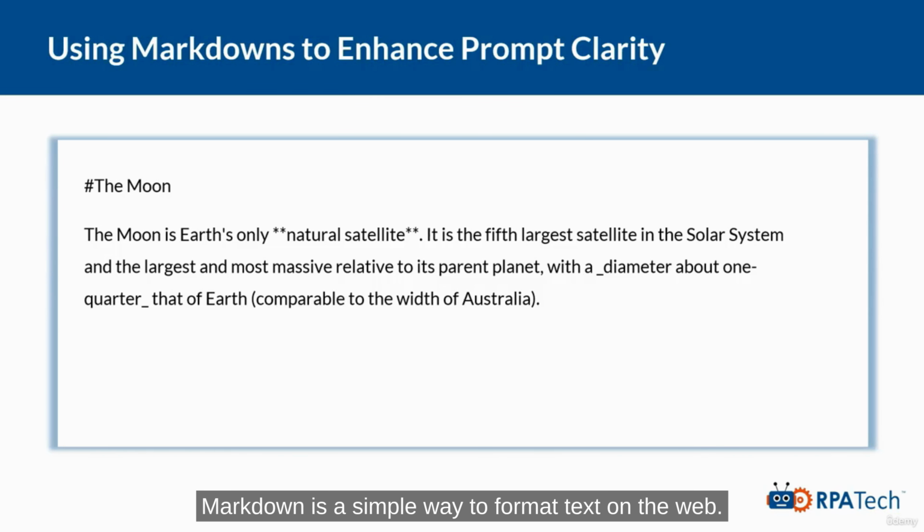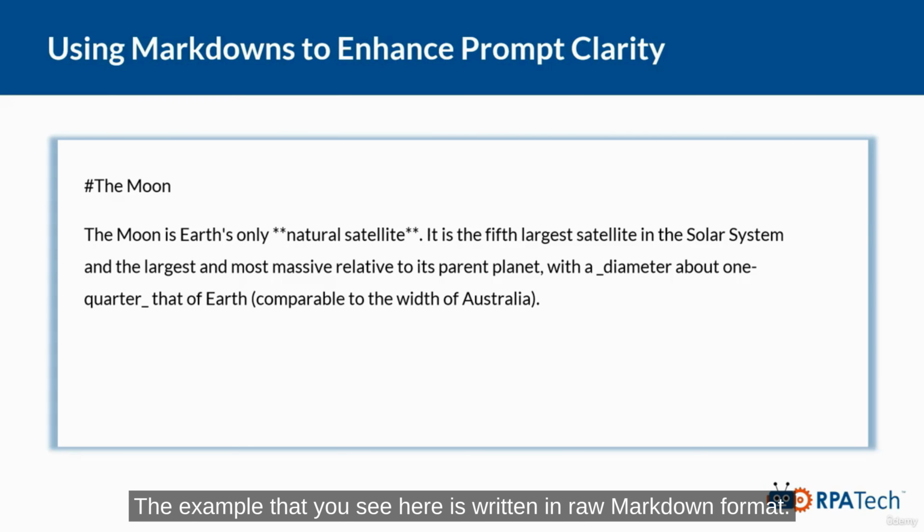Markdown is a simple way to format text on the web. It uses special characters to add styling to your text without needing to know complicated HTML codes. It's easy to learn and allows you to format text with different elements like headers, bold or italic text.